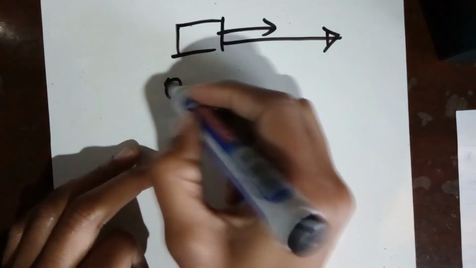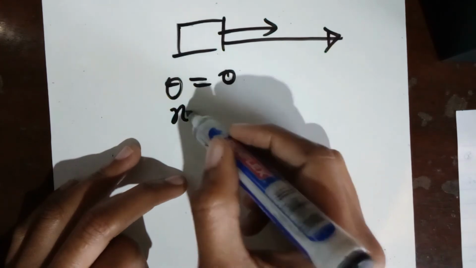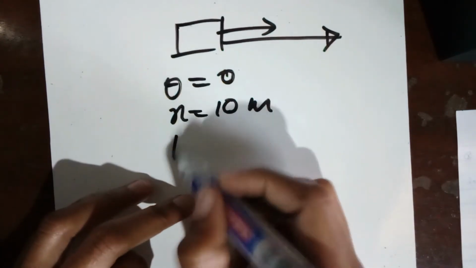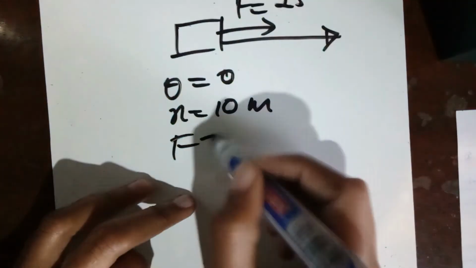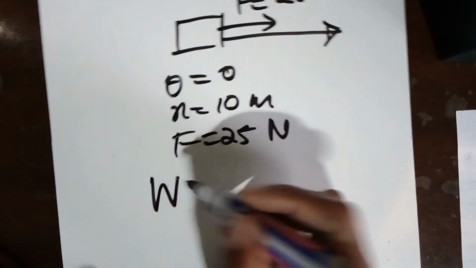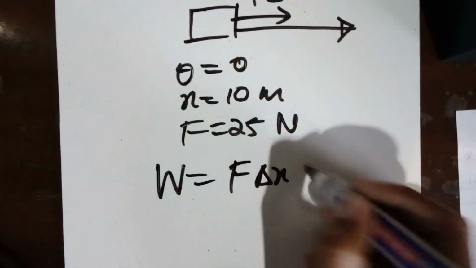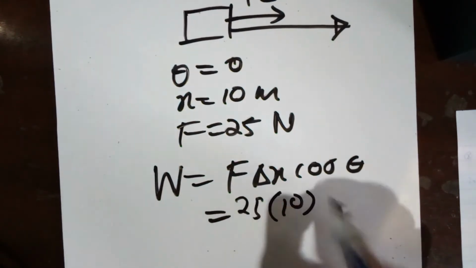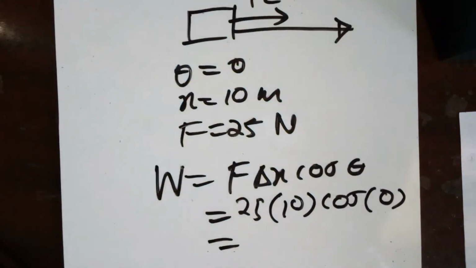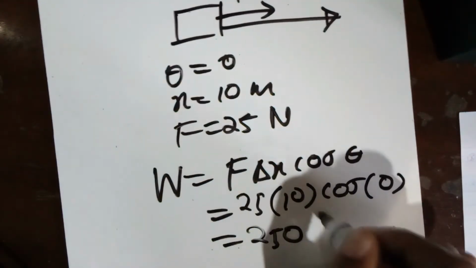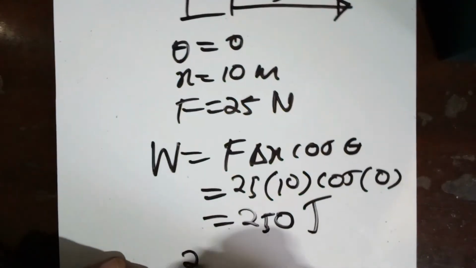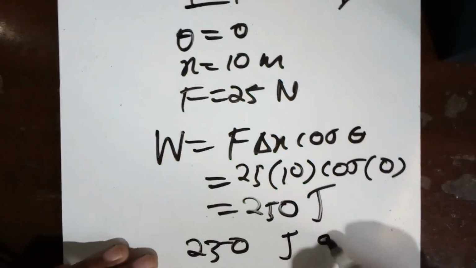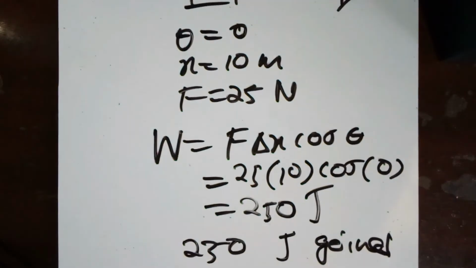So the angle between those is 0 degrees. We said x was 10 meters, and the force there was given by 25 newtons. To calculate work, we will simply say F change in x cos of theta. So we have F is 25 multiplied by 10 cos of 0, and this is going to give us about 250 joules, and we will say 250 joules of energy has been gained because that value is positive. So that is simply how we do some very basic calculations involving work.